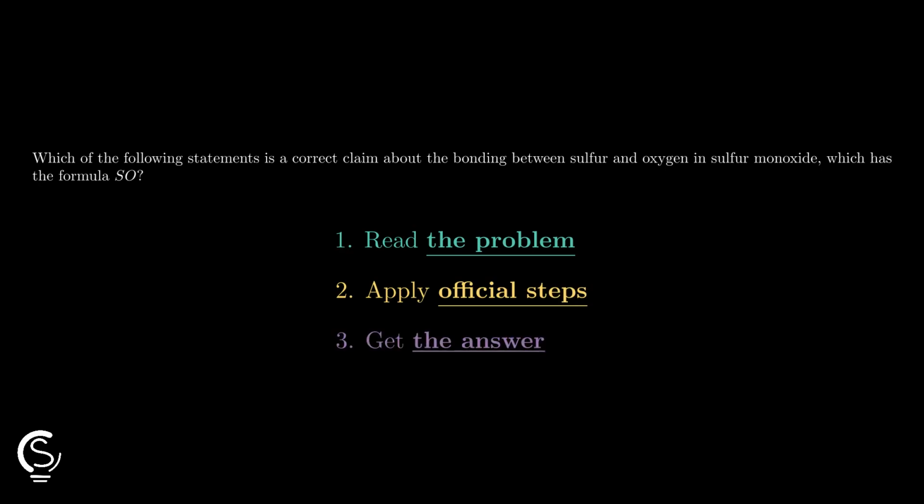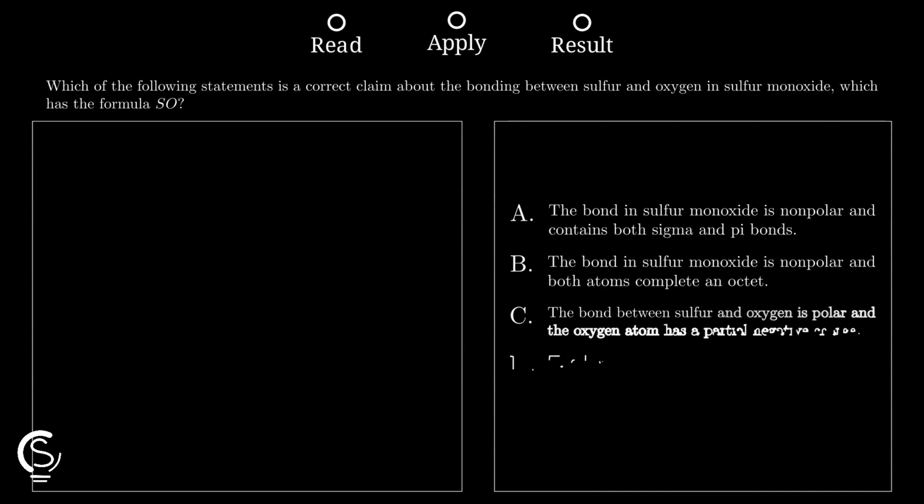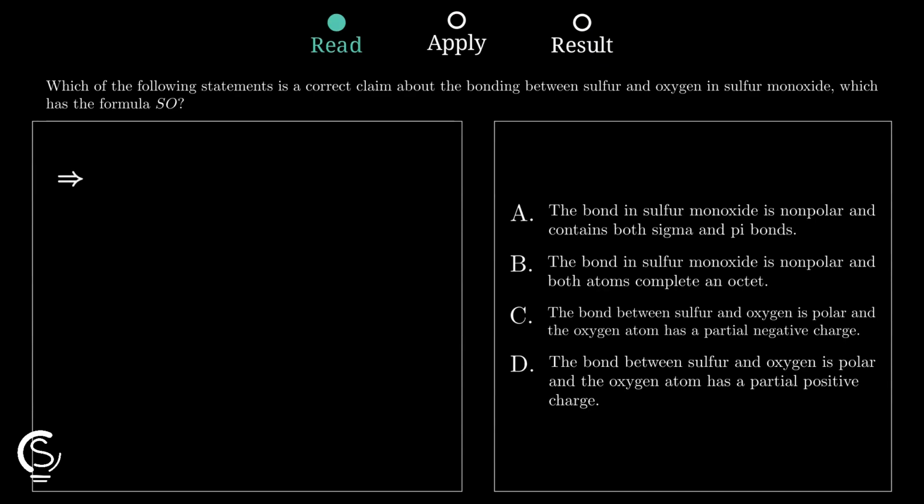Let's go! Sulfur monoxide bonding might seem tricky, but we can solve this quickly by looking at electronegativity differences between these two nonmetal atoms right now. First, we need to determine if the bond is polar or nonpolar. Since sulfur and oxygen are different elements with different electronegativities, they will definitely share their electrons very unevenly.